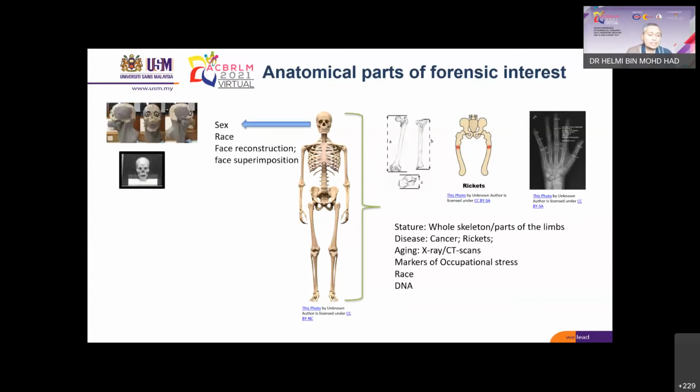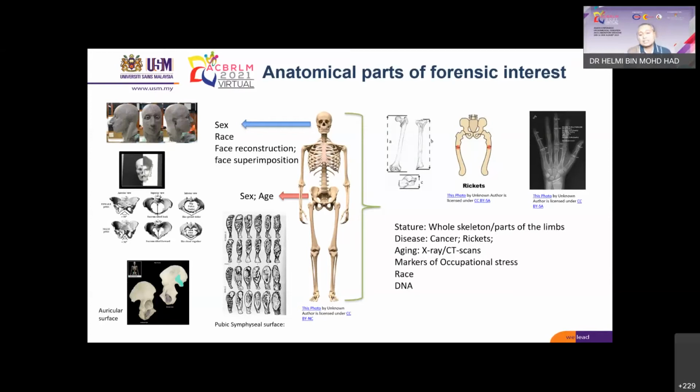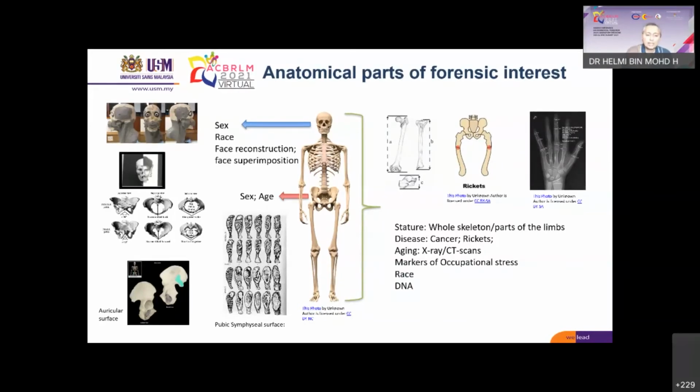If you're looking at the skull in general, we can determine the race and sex, and we can also do reconstruction and superimposition. So this is more towards the skull. When we are looking at the pelvis, we can determine the sex and age. Race, yes, but not that much, and it depends on the subclass of population.